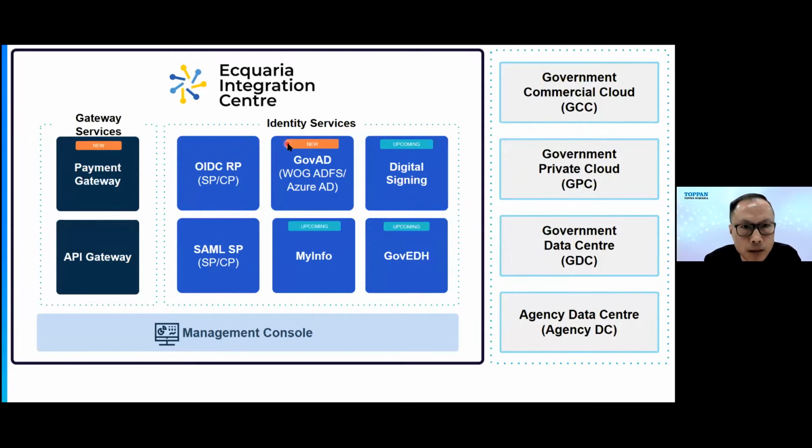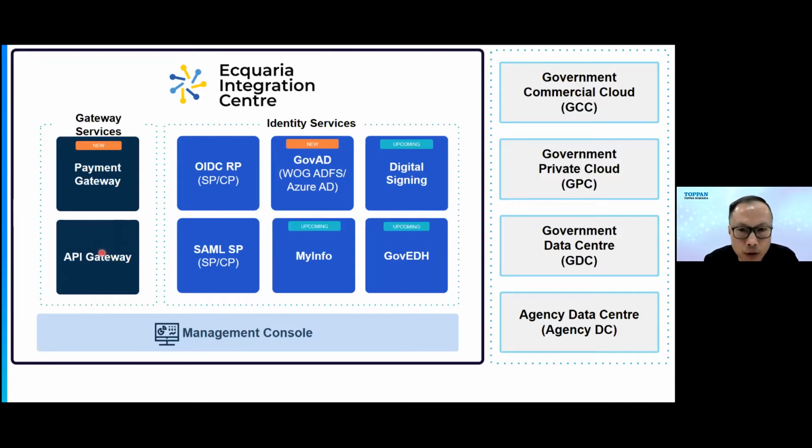Let me quickly give a brief introduction of what the Equira Integration Center, or EIC for short, is. Basically, EIC is a suite of integration products tailored for the integration needs of a government system. We have gateway services, the one you see on the left, which consists of an API gateway and a payment gateway. This takes care of your API and payment integration in a way that is compliant with government standards and requirements.